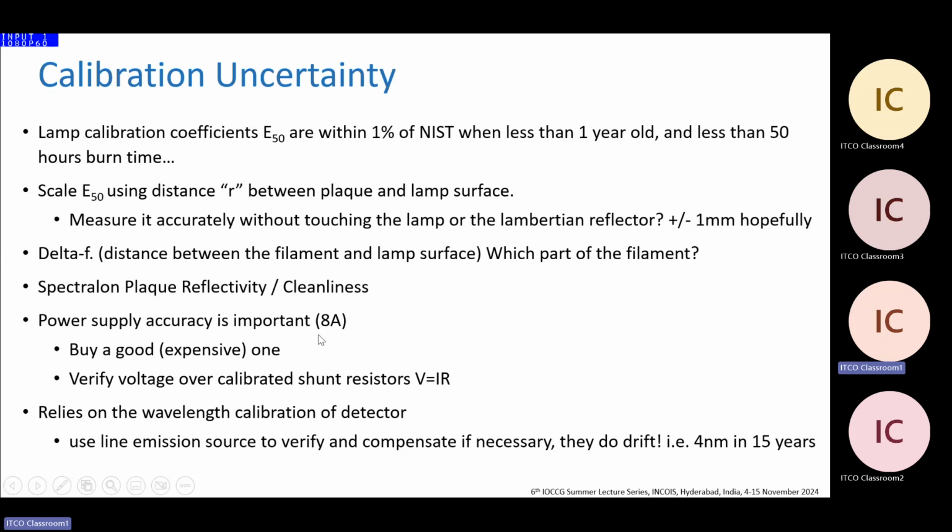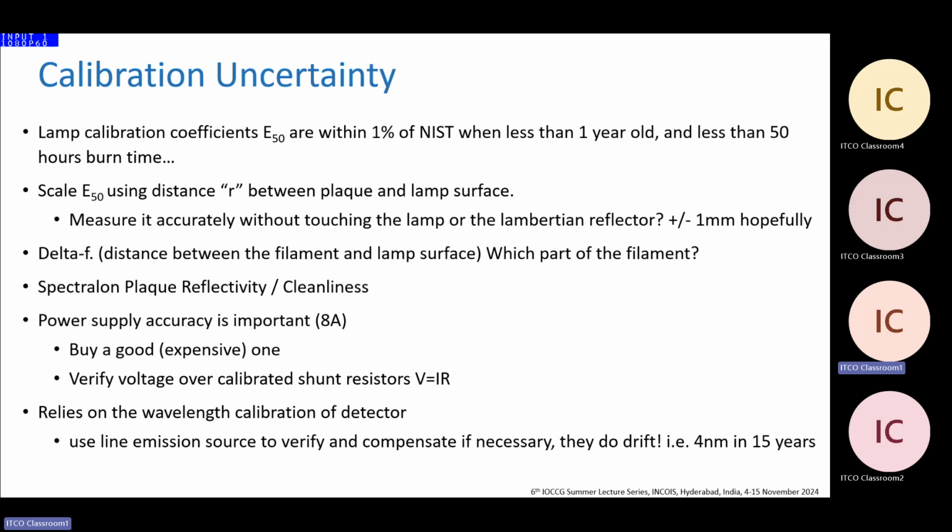But yeah, the lamp calibration coefficients are E50. They're within 1% of NIST when less than 1 year old and less than 50 hours burn time. The distance R between the plaque and the lamp surface, hopefully you're within about 1 millimeter. Delta F is the distance between the filament and the lamp surface. Which part of the filament is it actually? Because it spirals around, some of the filament at the back is also illuminating. The filaments can sag as well. So there's a bit of uncertainty in that 2.3 millimeter measurement if you wanted to be pedantic.